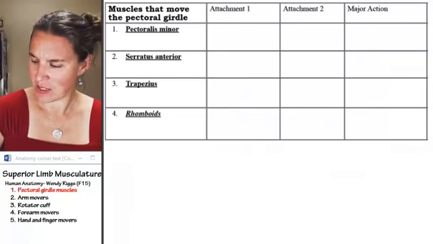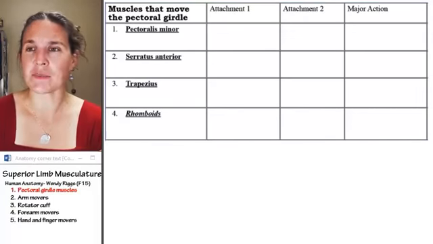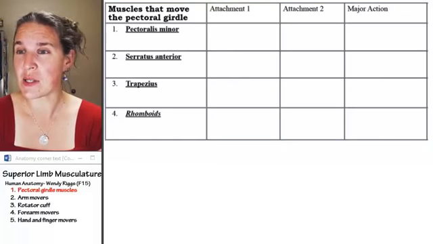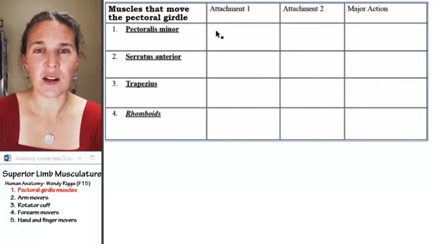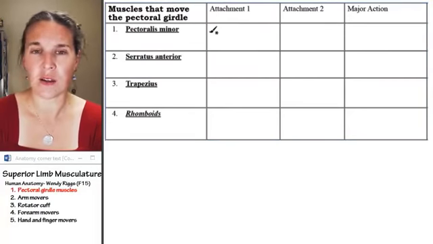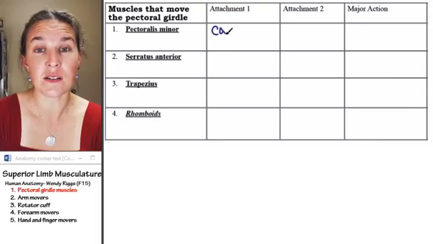Let's go ahead and fill this in for pec minor. What was one of my attachments? Let's go ahead and call it the coracoid process.